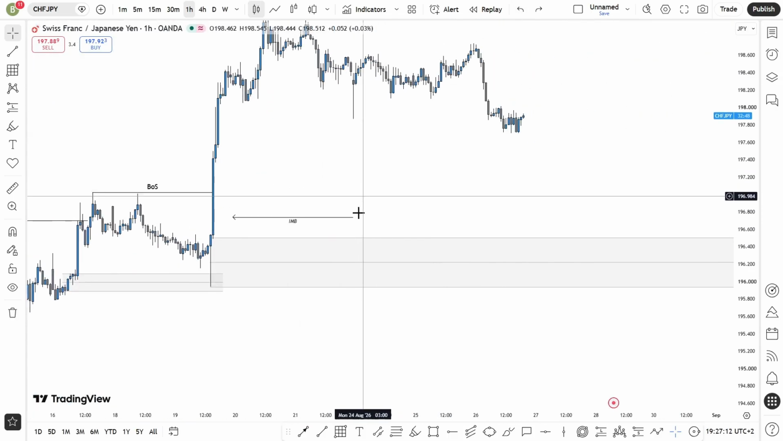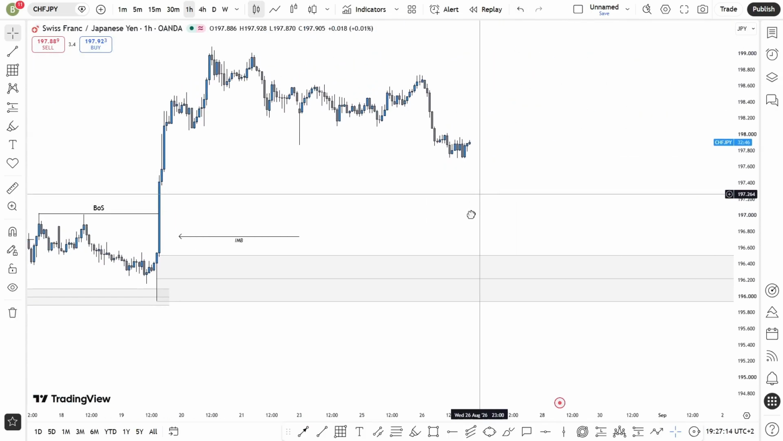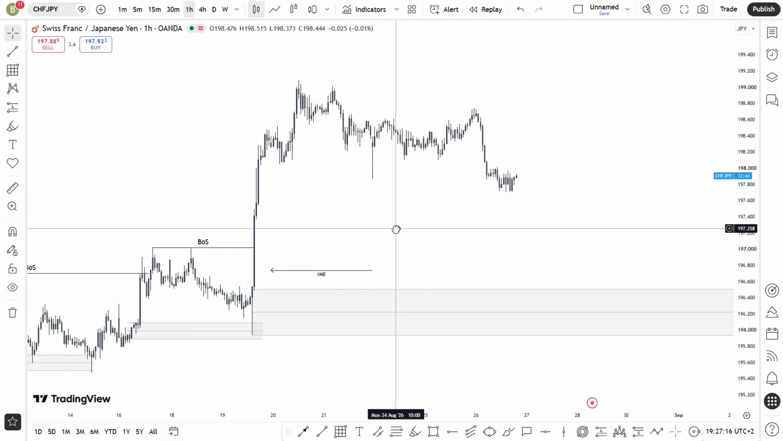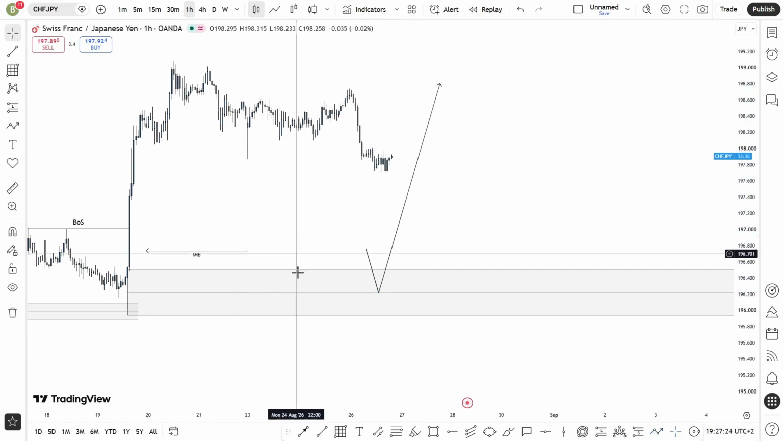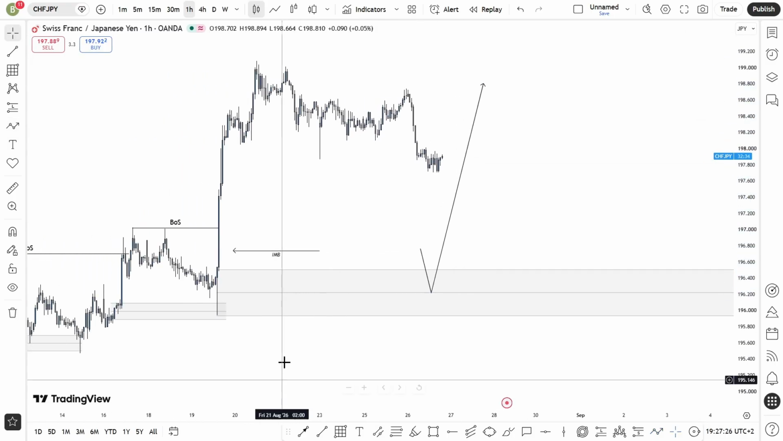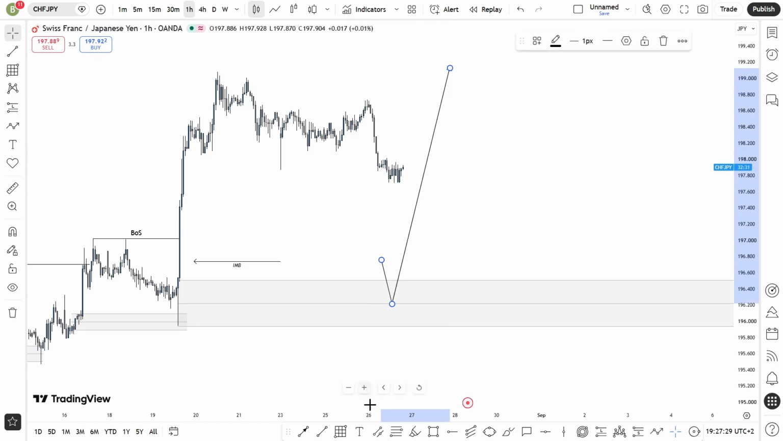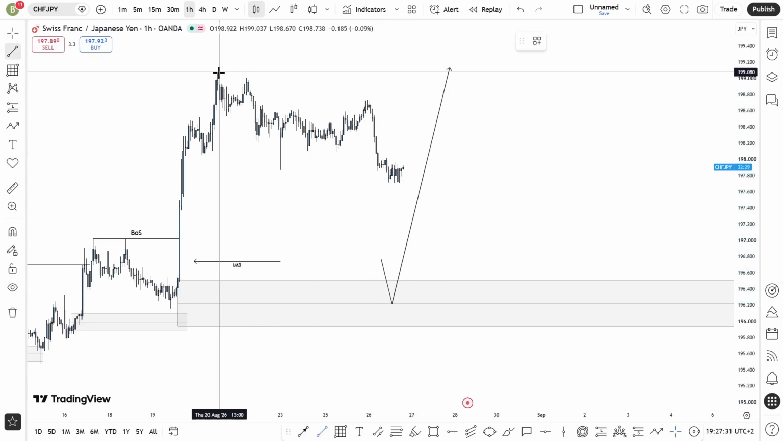So now what we are going to do is look for a confirmation entry just around this point here. You can just look for a confirmation entry, or you can just look for a risk entry to take you to the upside. But that is the overall idea that I have on CHFJPY. And then the first target would be around here.